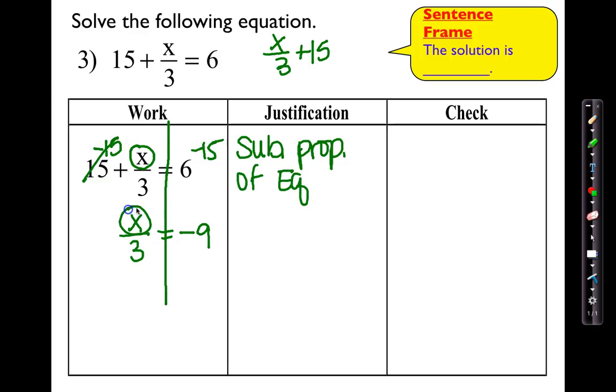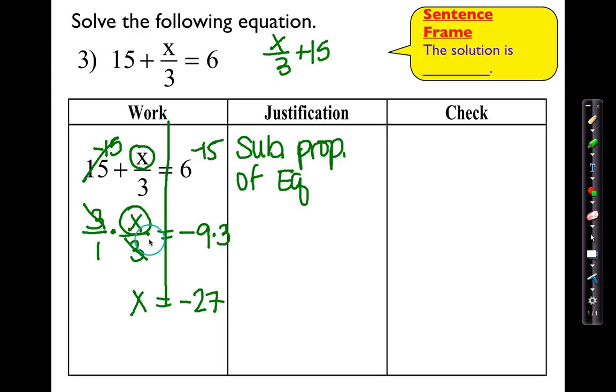This variable is still not isolated, so I'm going to see what relationship the number has with the variable. This is x divided by 3. Okay, since it's being divided by 3, the inverse of that would be to multiply by 3. I'm going to go ahead and put 3 over 1, and you're going to see why in a moment, why I chose to do it on this side, so that you can see, oh look, the 3's cross cancel and 1 and x have nothing in common, leaving me with x over 1, which is just x. Now here, negative 9 times 3 is a negative 27. So my answer is x equals negative 27.